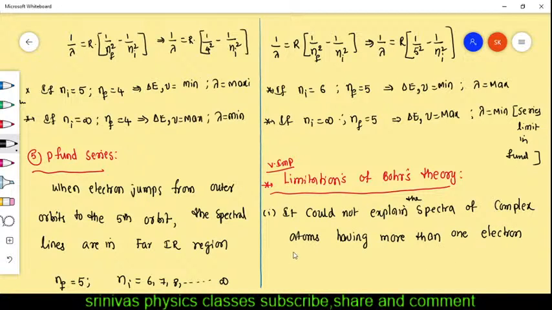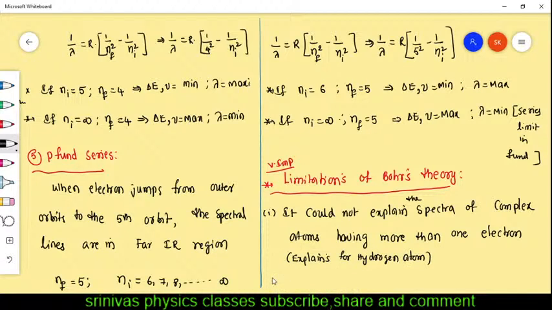Bohr theory explains only the hydrogen atom, right? Other atoms, helium, neon, if they have more than one electron, that is not explained. Bohr theory is applicable only for the hydrogen atom. This is the first point. And the hydrogen atom has only one electron. If more than one electron is there, Bohr theory does not explain it.